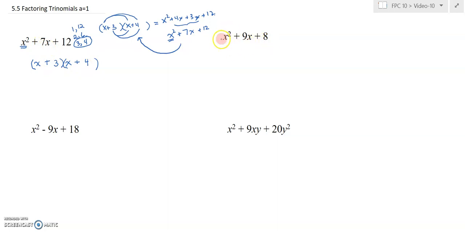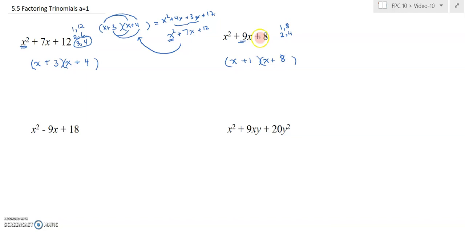So again, the x squared comes from x times x. So I'm going to just split that up. Now the 8 has options. It could be 1 and 8, or it could be 2 and 4. So which one of those would get me to 9? Well, if I put the 2 and 4, I get 2x and 4x. That would add to 6x. That's not correct. I need 9x. So it has to be the positive 1 and positive 8.